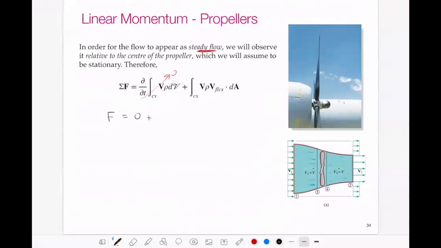And what we're left with is our flow terms in and out of our control surface, or our momentum in and out of our control surface. Our momentum is our velocity times our mass flow rate. So we have V2 times m dot 2 minus V1 m dot 1, which we could just write as equal to V2 times rho V2 A2 minus V1 rho V1 A1.